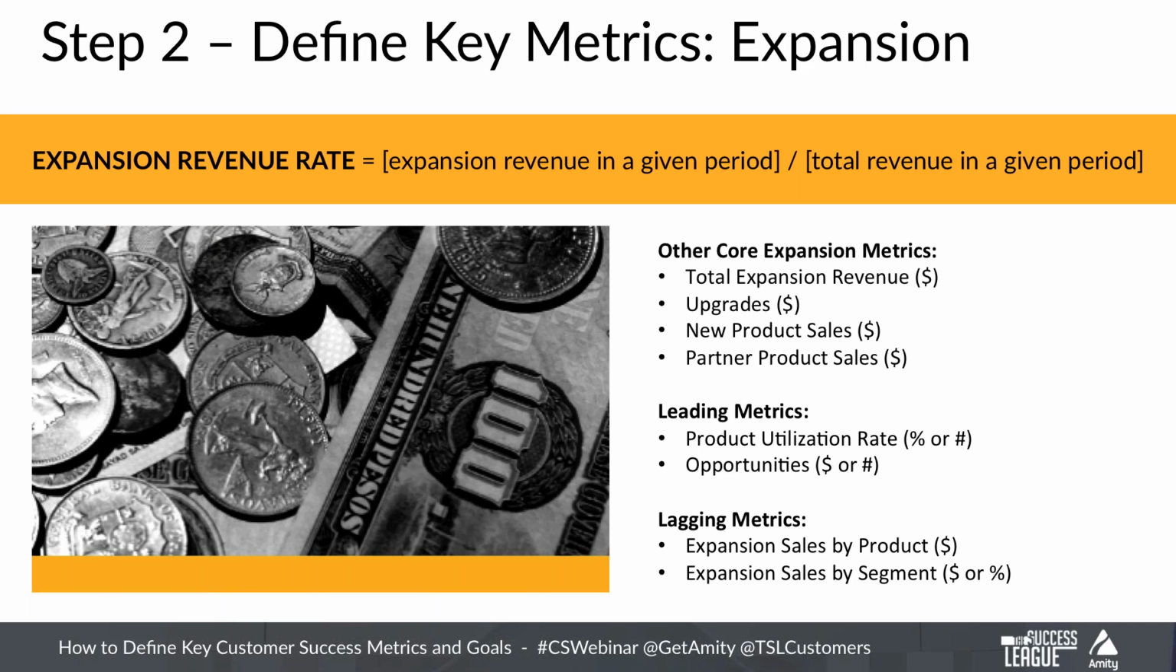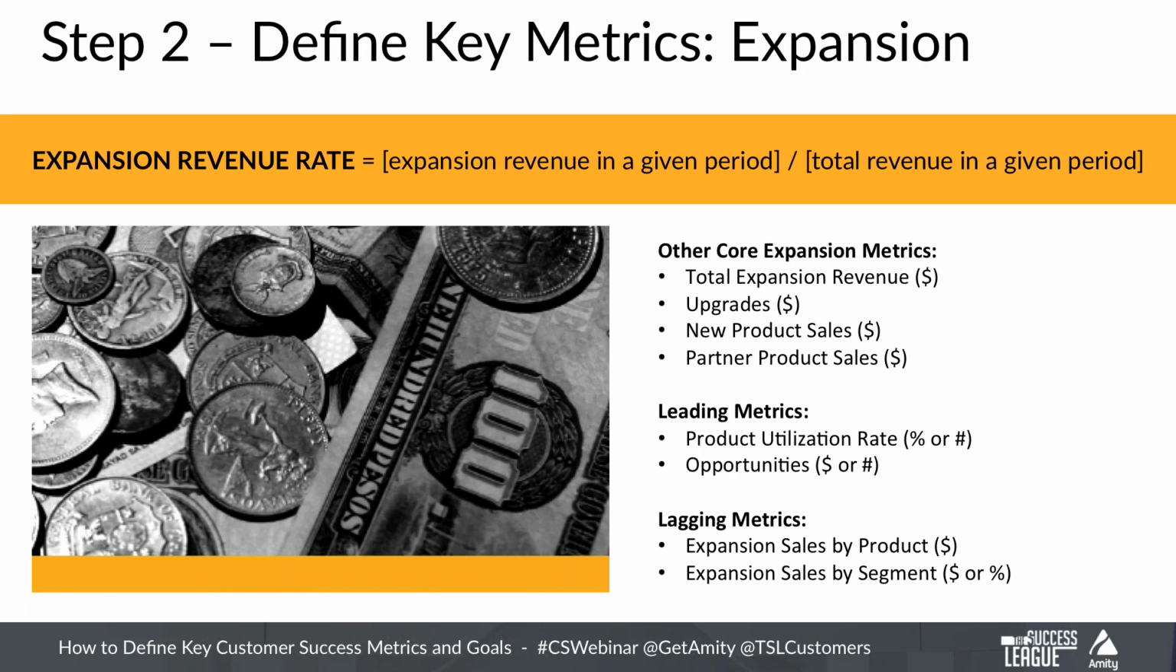So that's a good one to reference for this. Those are the leading and lagging metrics around expansion revenue. Again, different companies measure this stuff in different ways, so you want to try to align with your sales and finance team. And even if your team is not directly selling, you should still measure the impact your CS team is having on expansion revenue.